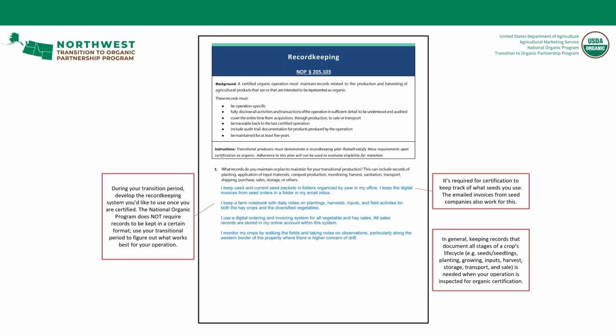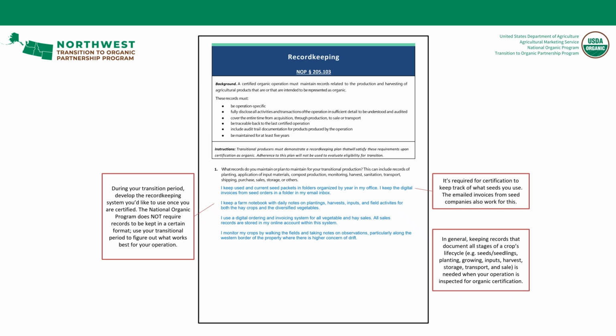The next page asks about record keeping. Record keeping can seem daunting to producers who have historically not documented farm practices or production. It's a very good idea to use your 3-year transitional period to nail down the record-keeping system that works best for you and your operation. The National Organic Program requires record keeping, but does not require a specific format for those records. Whether you prefer digital or paper records, or a mix of both, you can develop the record-keeping system that is easiest for you to maintain.